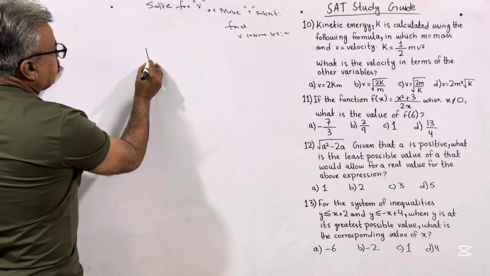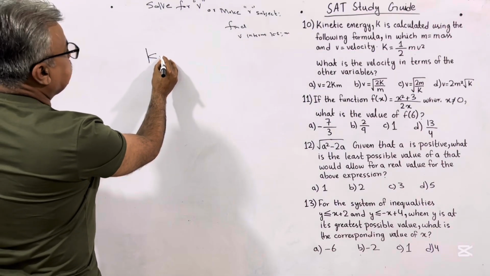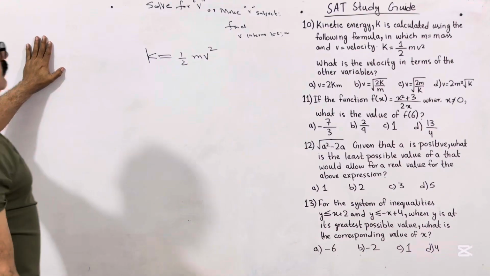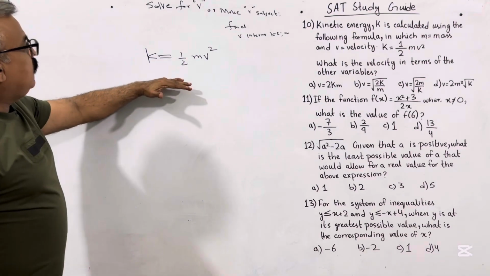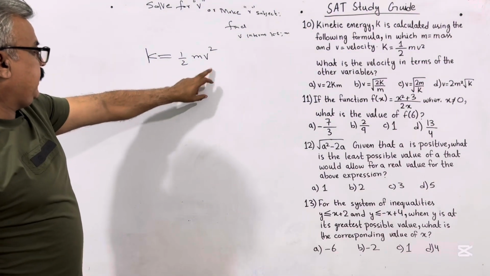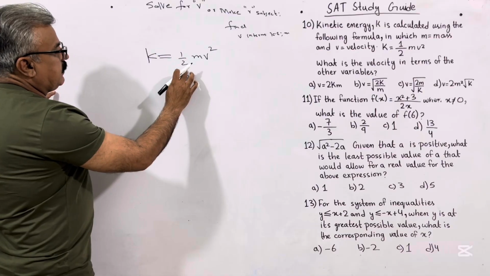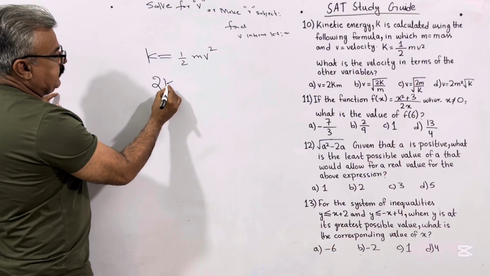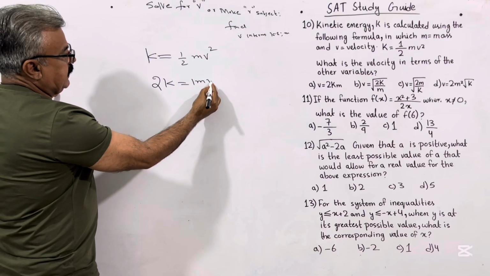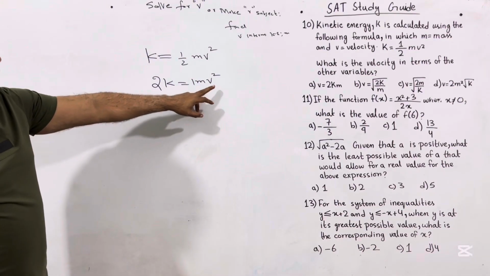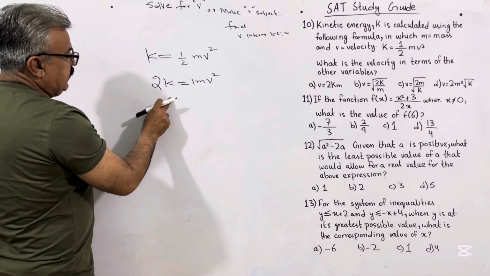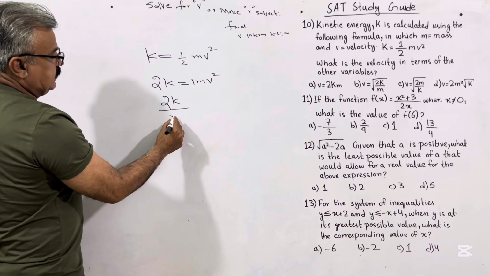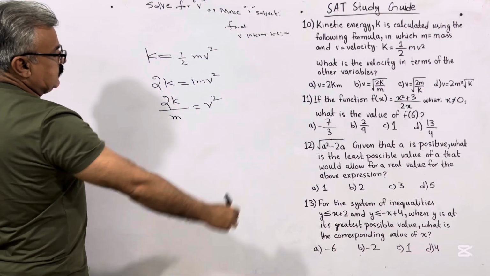We have kinetic energy, that's k, is equal to 1 over 2 half times mv square. We are asked to find v, taking 2 from right to left, from division to multiplication, it will become 2 times k is equal to 1 times mv square. We are interested in finding the value of v. Shift m here or divide by m. Shifting m here, it will become 2k over m is equal to v square.